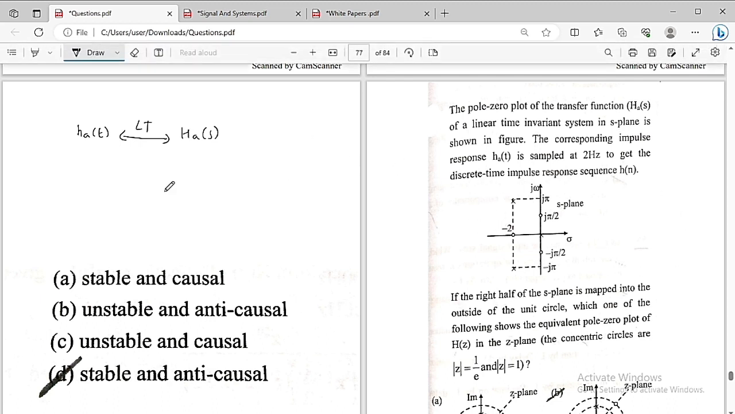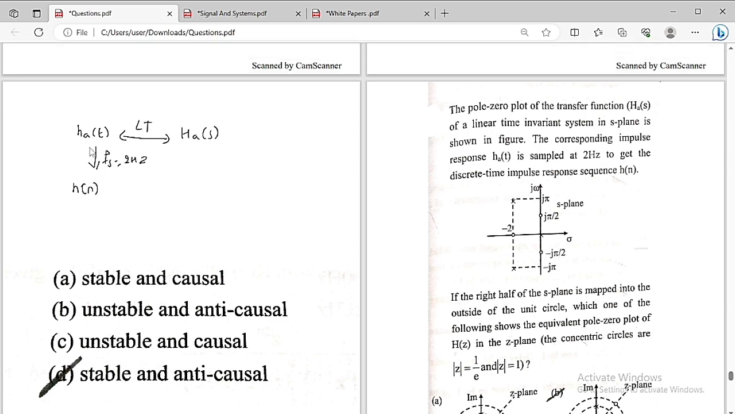Now what I will do is sample the signal at a sampling frequency of 2 Hz. Then I have converted it into a discrete time signal, which is h of n. Basically, I did the sampling at 2 Hz, and then I got the discrete impulse response, which is h of n.